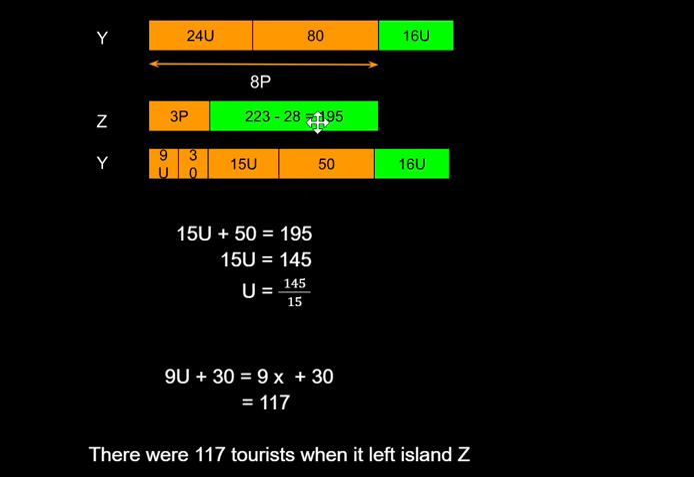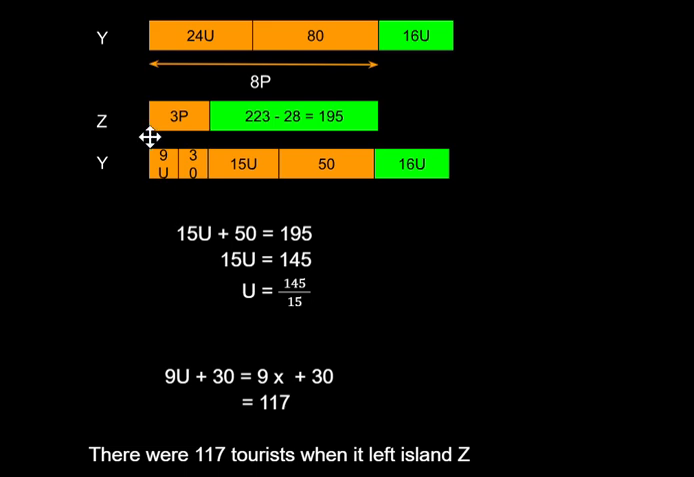15U plus 50 is equal to 195. You can see this part. So 15U plus 50 will equal 195. U is equal to 145 divided by 15. I know this is a fraction, it's not a whole number, but it's okay.